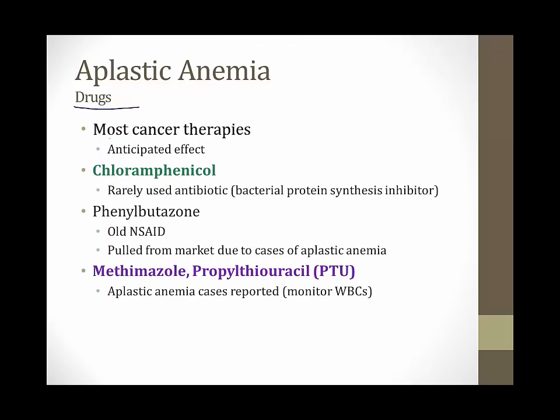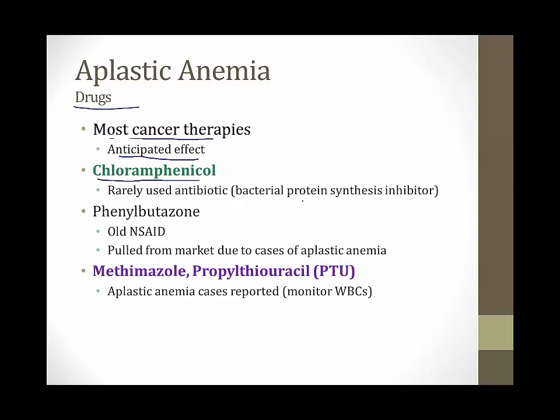You may be aware that most chemotherapy drugs will lead to a reduction in the white blood cell count, the red blood cell count, and the platelets. This is an anticipated effect. The drug is being administered to stop the growth of the cancer, but it's anticipated that it will also stop the growth of stem cells, and for this reason, monitoring of patients' blood cell counts is very important when they're receiving chemotherapy.